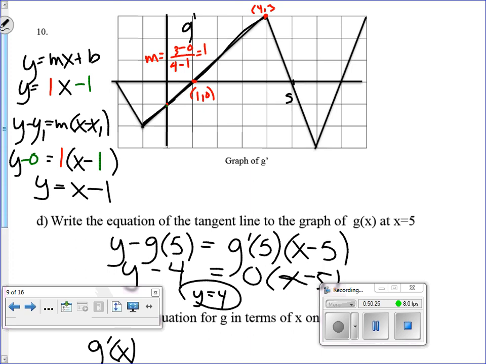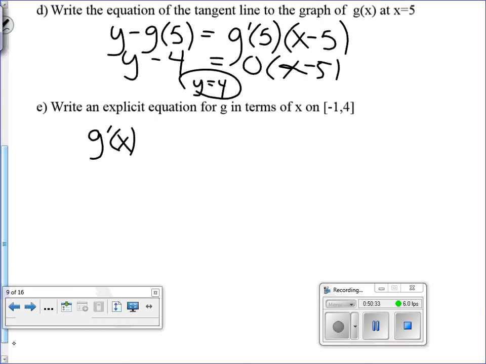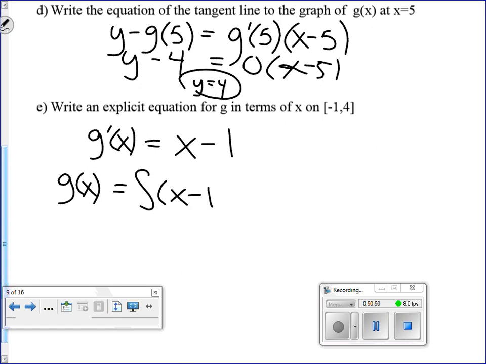So the equation of the derivative, g prime of x, is just x minus 1. That's what we had to start with. So before we can come up with an equation for g, we first write an equation for what we see, which is g prime of x, which is x minus 1. Now, to go from g prime to g, just take the antiderivative. The antiderivative of g prime will get us to the function g.